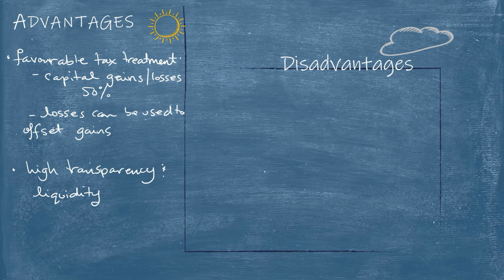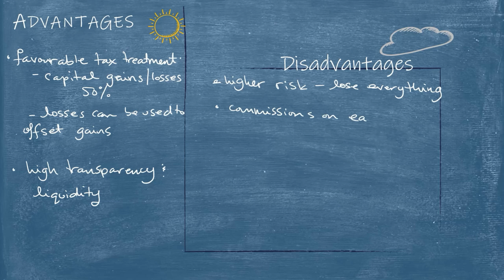Next, we're going to go through some of the disadvantages. There is a lot more risk with stocks as opposed to investing in something like a mutual fund or a segregated fund, because you can lose everything that you have invested. You really have no idea what's going to happen when you invest in a stock. There are also commissions on each and every trade. Every time there is a purchase or a sale, you have to pay a commission to either the investment dealer or the discount broker.